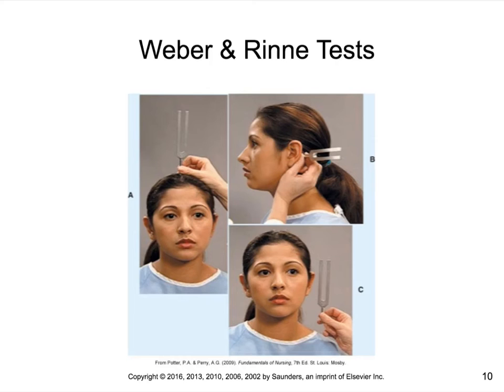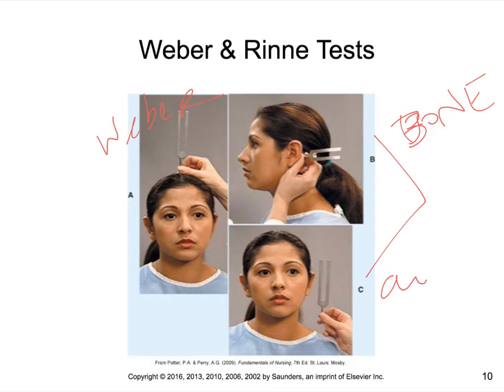This is the Weber and the Rinne. So A is the Weber, and then these two are the Rinne. So this would be that bone conduction where they're holding the tuning fork by the mastoid process, and then this would be the air conduction. So you should be able to hear it 2 times longer by air than you can by bone.